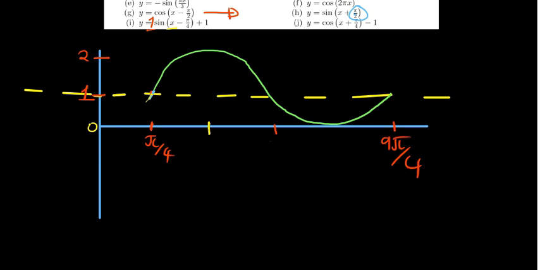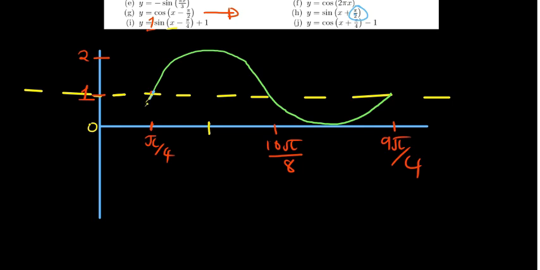10 pi over 4. How is it 10 pi again? 9 pi plus pi. Yeah, it would be 10 pi over 4, but multiplied by half again so that you get the middle part, it would be 10 pi over 8. Yeah, that makes more sense. Okay.